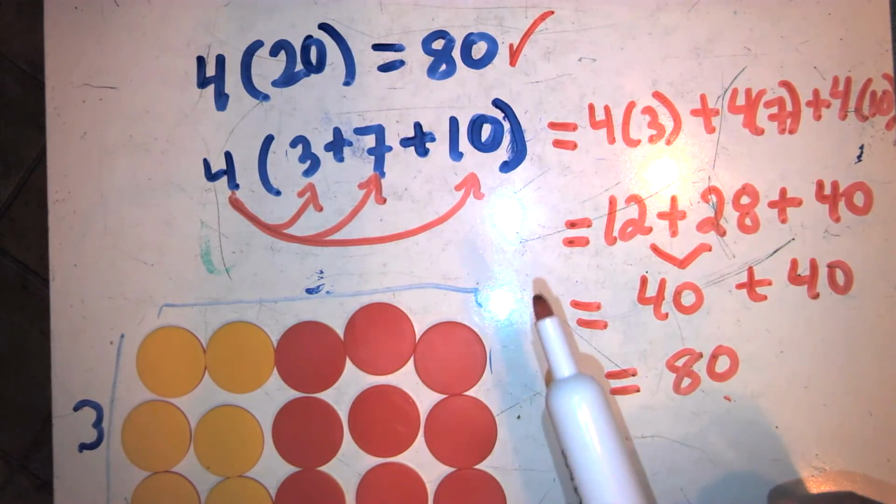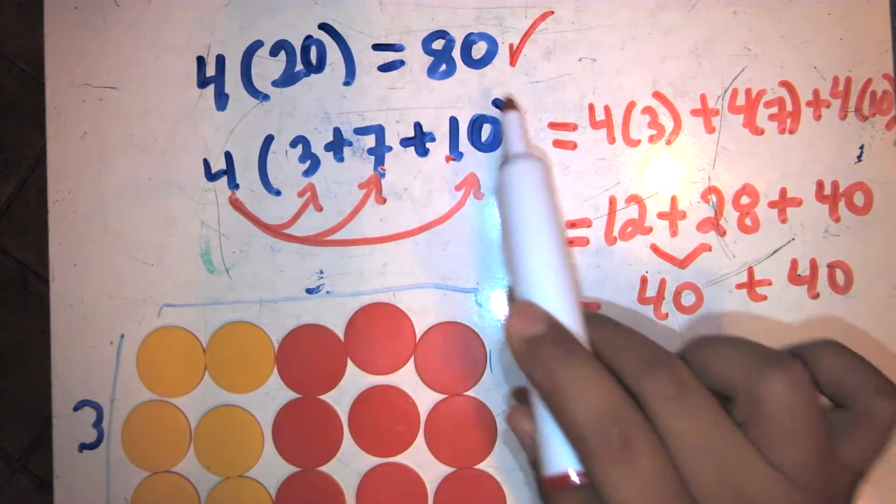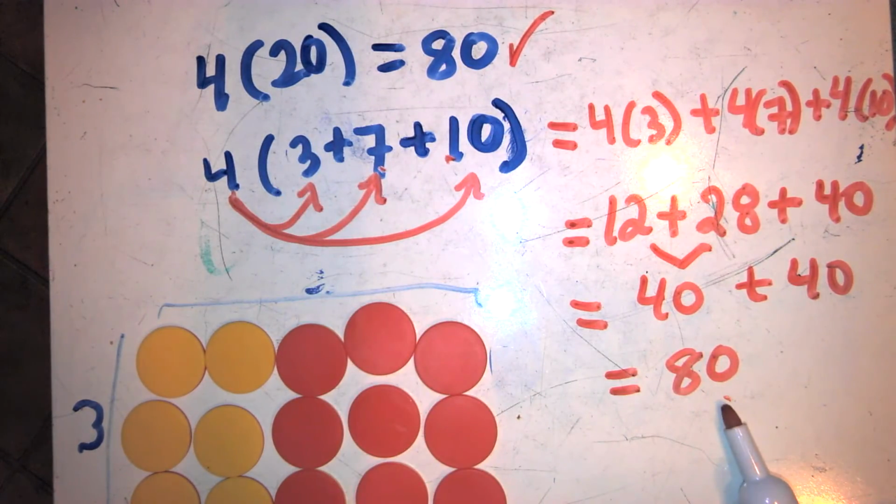If I don't distribute the 4 to all the parts of this expression, then I'm not going to get a number that is equivalent to 80. I'm going to get an incorrect answer. Hope this makes sense.